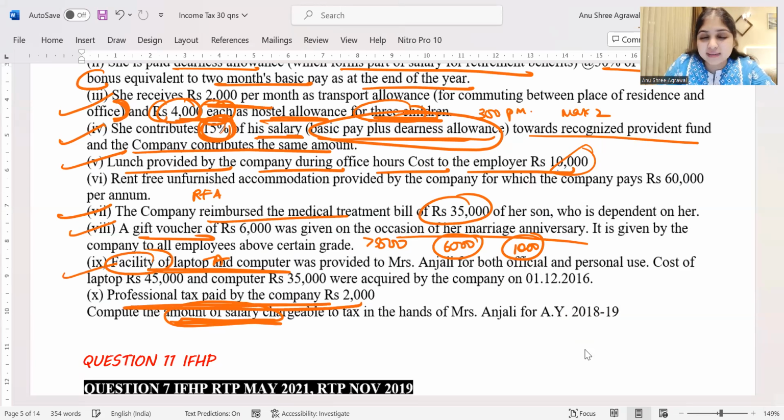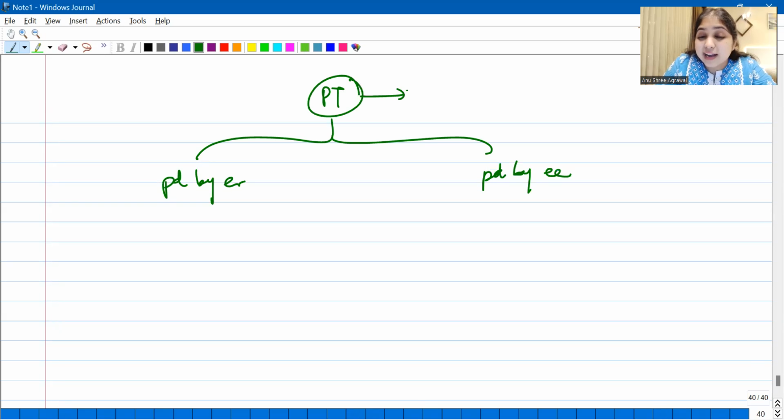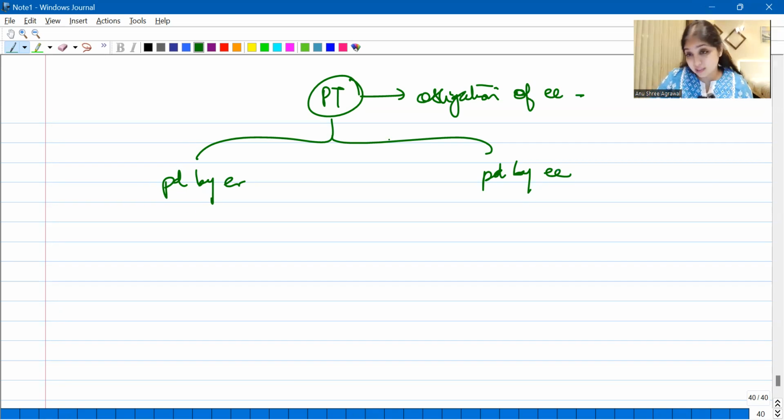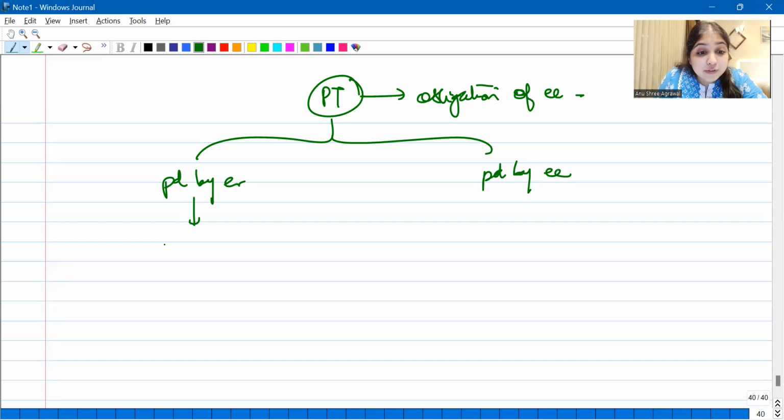What about professional tax? Listen to me. Professional tax may be paid by the employer or it may be paid by the employee. But professional tax is actually whose obligation? Tell me. It is obligation of employee. Now listen, if the professional tax is paid by employer, don't you think it becomes a benefit for the employee? My obligation, employer is paying. It is definitely going to be a benefit for the employee. So if it is paid by the employer, it's a benefit for the employee.